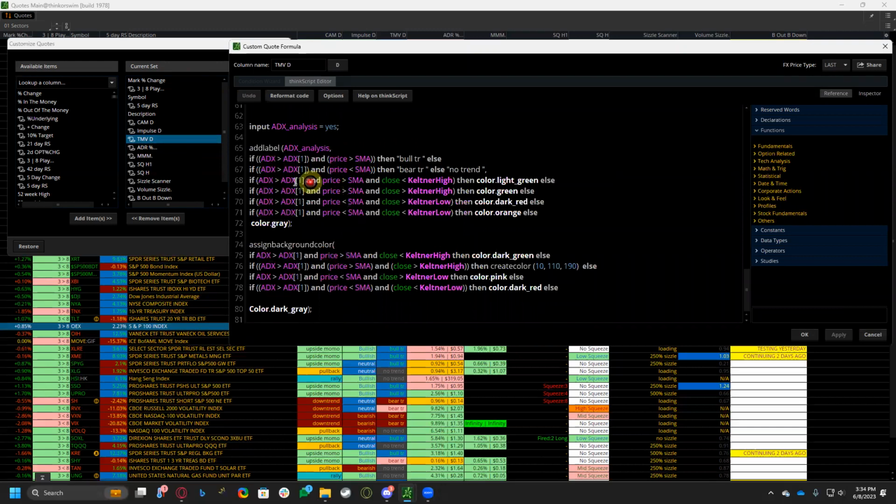So when the ADX is doing what it should and price is above the SMA and the close is still inside the Keltner channel, then it's light green. But once price breaks above the Keltner channel, then it turns just regular green. Same thing in the other direction. If we're looking at a downtrend with price underneath the SMA and near the Kelt's low, but still above the low, then it's a dark red. And if we break it down below the Keltner, then it turns orange. So pretty easy, right? We're looking for breakdowns, breakouts, weakness. If we're near the lows, underneath the lows of the Keltner, all that.